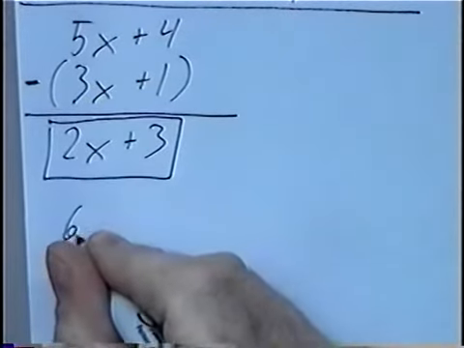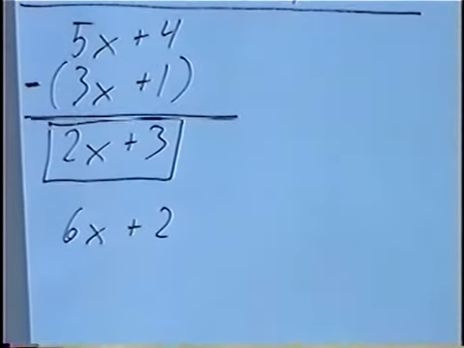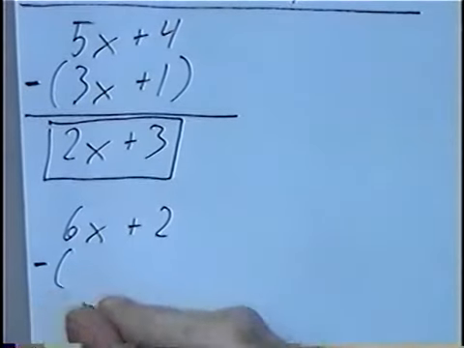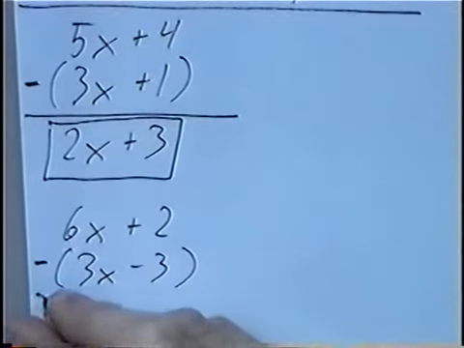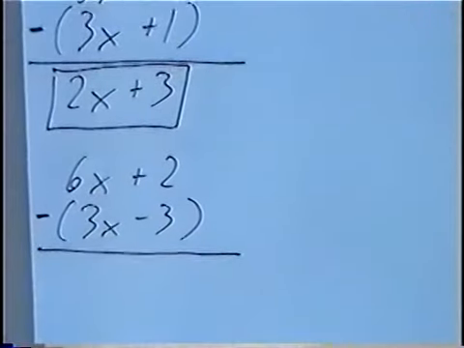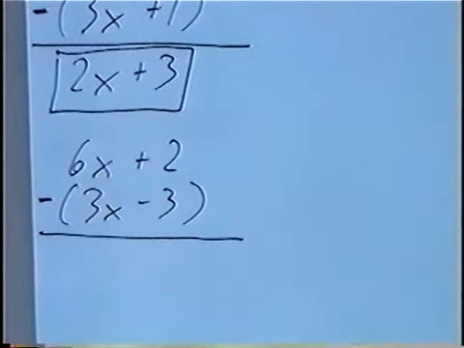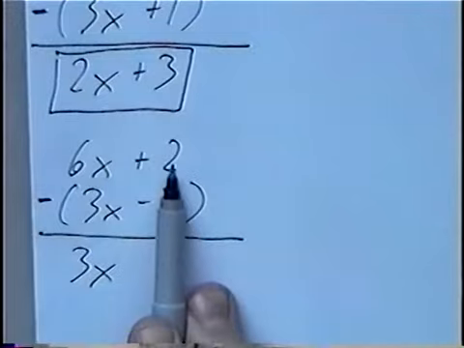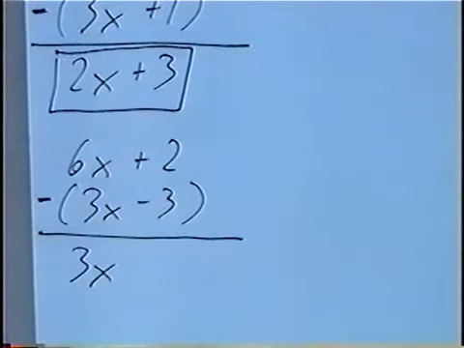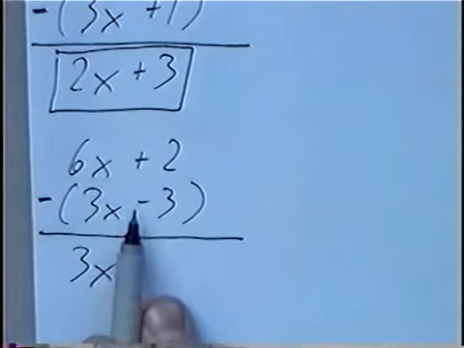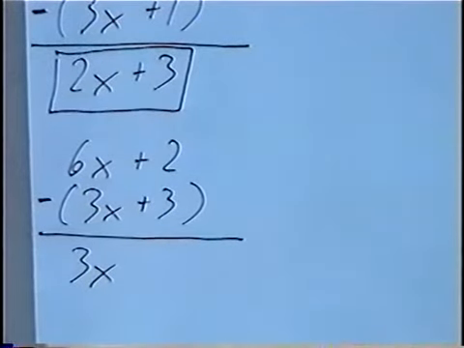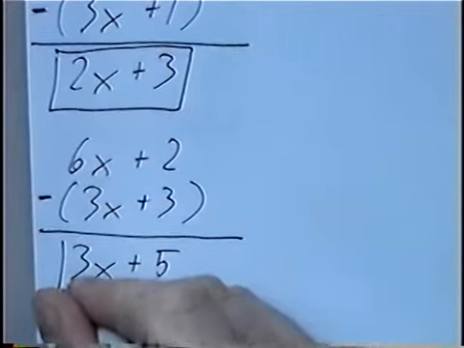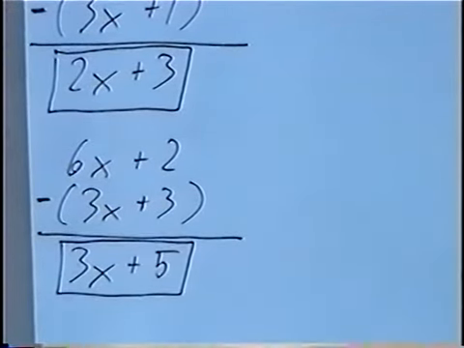Second question, 6x plus 2. And underneath we have a minus sign, and inside parentheses 3x minus 3. Again, subtracting vertically, 6x minus 3x would be 3x. And keep in mind we're always subtracting the numbers, so we'll have 2 minus a negative 3. If you remember from previous sections, a minus a negative would actually change to adding 3. So 2 minus a negative 3 is the same as 2 plus 3, which would be 5. So our final answer, 3x plus 5.